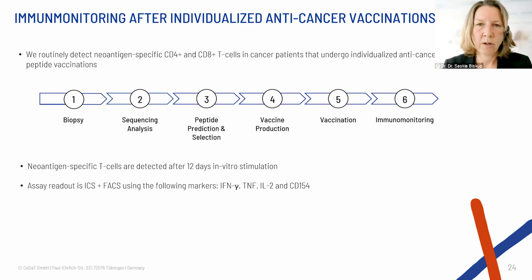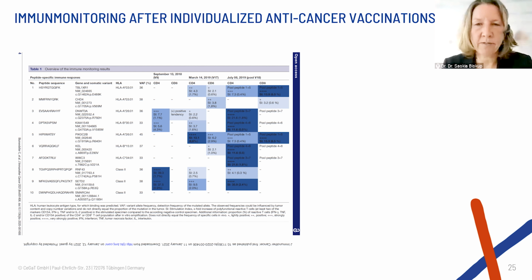And so the whole procedure of generating a personalized vaccine, I don't want to go into detail, but you do a biopsy, you do sequence analysis, whole exome and whole transcriptome sequencing, HLA typing, and neoantigen prediction. Then you produce the personalized vaccine, you vaccinate the patient, and then every 3 months we do immune monitoring, meaning that we culture T cells, stimulate them with the neoantigens, and measure whether the T cells recognize the individual mutations. And this is also a figure that you can find in our publication.